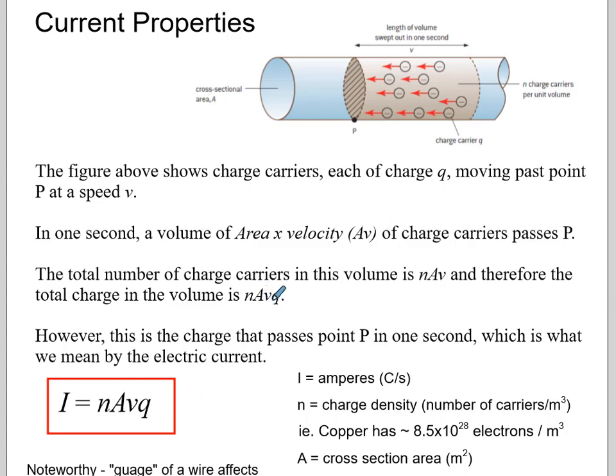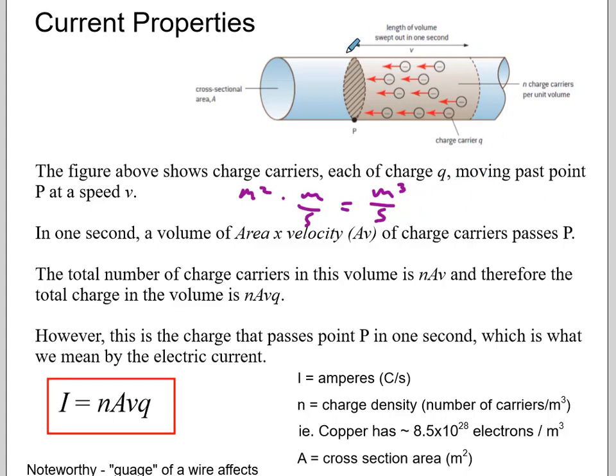Okay, so when we look at the current properties, and this is how current flows in a wire, we've developed a little formula here that ties together some of the key aspects that dictate how much current can flow in a wire. So if you look here, in 1 second, if we look at a certain volume, that's what this little brown cylinder represents. So we get the cross-sectional area times the velocity. If the area is in meters squared and velocity is in meters per second, if you multiply those together, you get cubic meters per second, which is a volume per second.